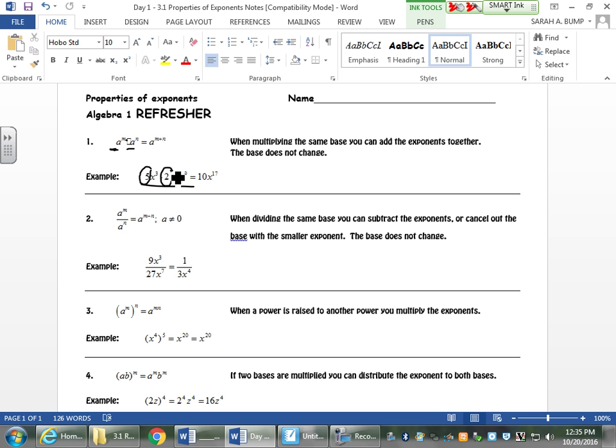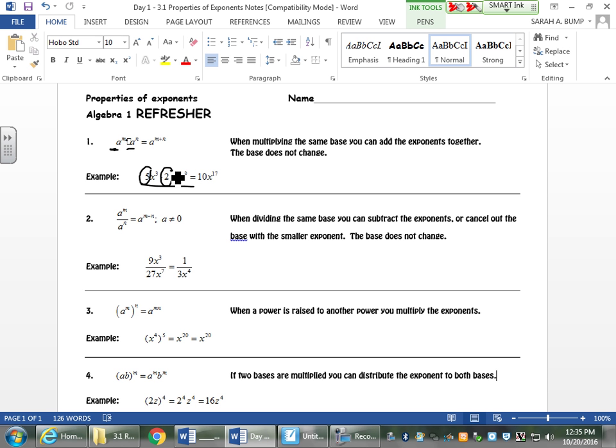The second property, I'm going to actually do this one a little bit differently than the way the property works. It says when you're dividing the same base, you get to subtract the exponents. So a to the m divided by a to the n becomes a to the m minus n. You subtract. The way I actually have students do this property is instead of subtracting, because sometimes when you subtract you get a negative, I have students do the canceling strategy.